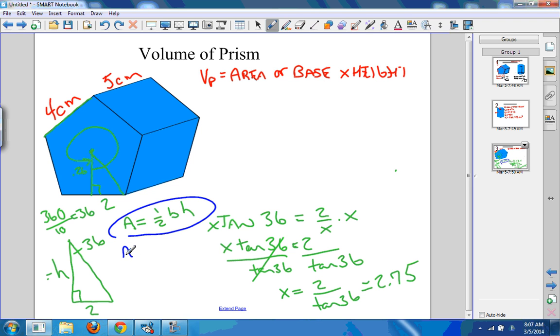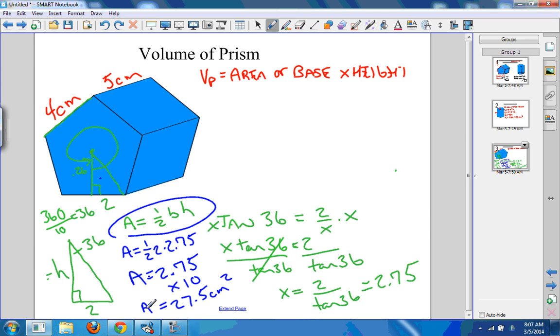Say area is equal to 1/2 2 times 2.75. I can do that in my head. We have 1/2 times 2. 1/2 times 2 is 1, and 1 times 2.75 is 2.75. All right, so now we need to multiply that by the number of little triangles we have here. And we said that we had 10. So if I multiply that by 10, I get 27.5 centimeters squared for my shape.